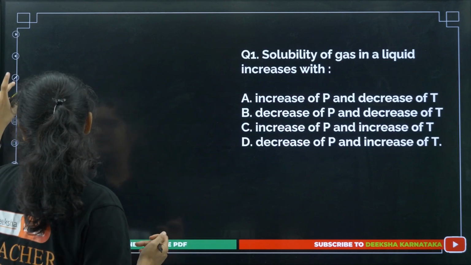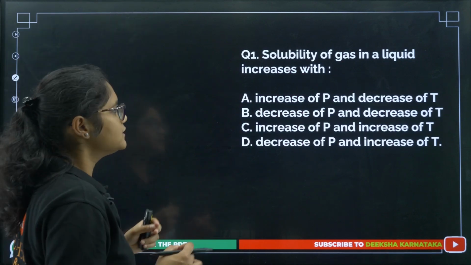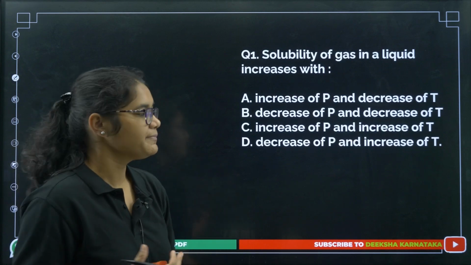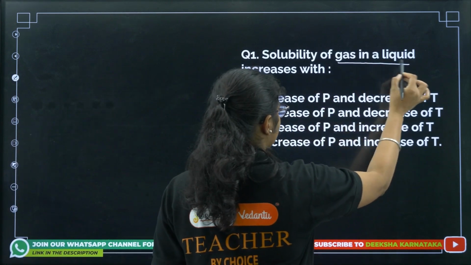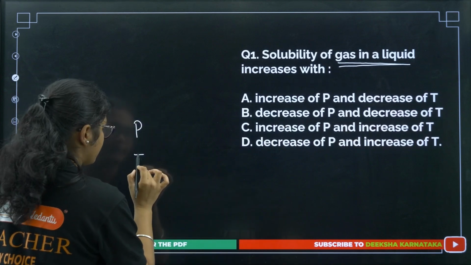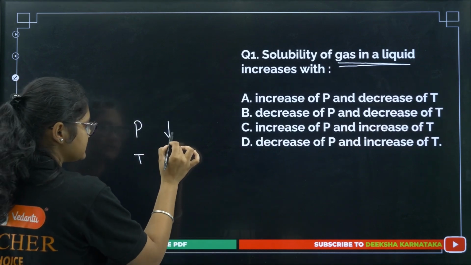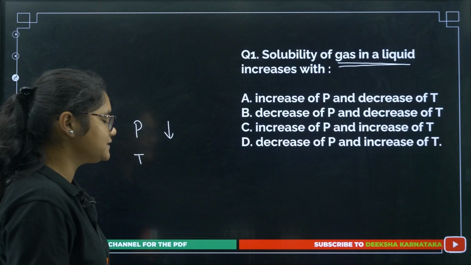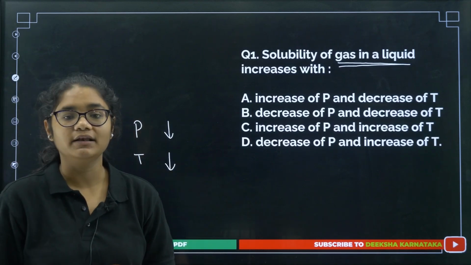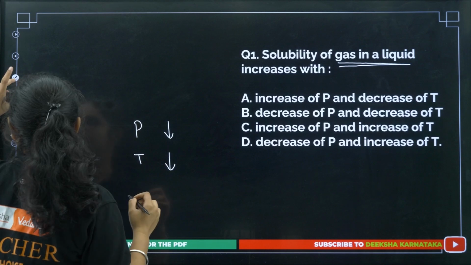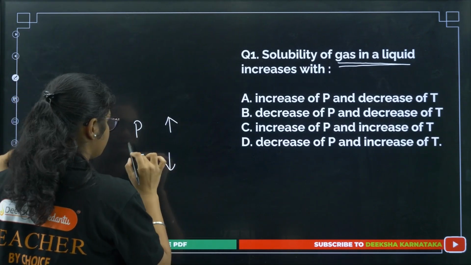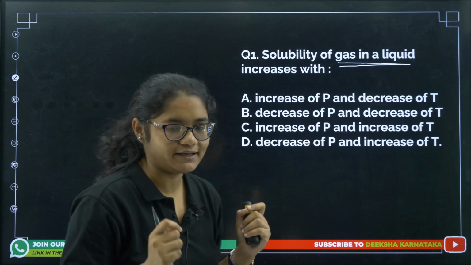So the first question here is, solubility of gas in a liquid increases with. Okay, so here there are 2 factors, pressure and temperature, right? If you increase the pressure, solubility will increase, and if you decrease the temperature, solubility will increase. Pressure you have to increase. And if you decrease the temperature, solubility will increase.